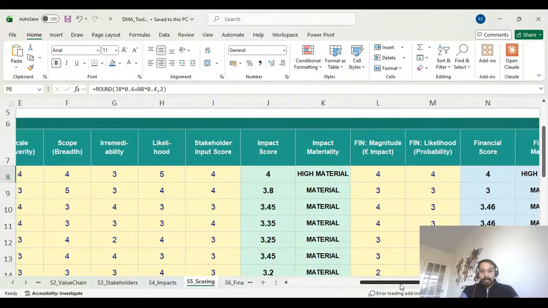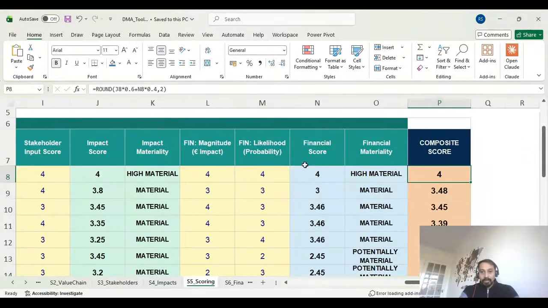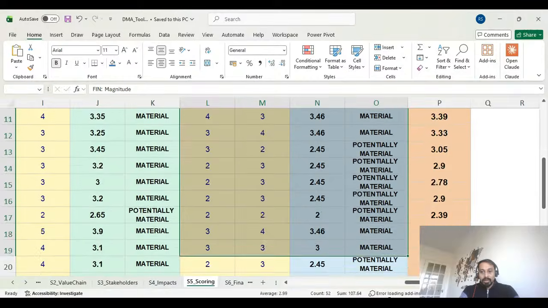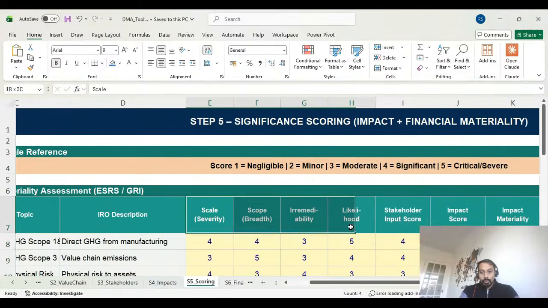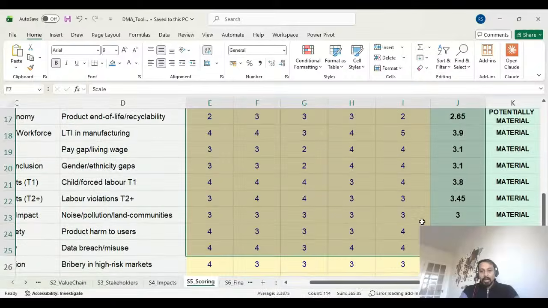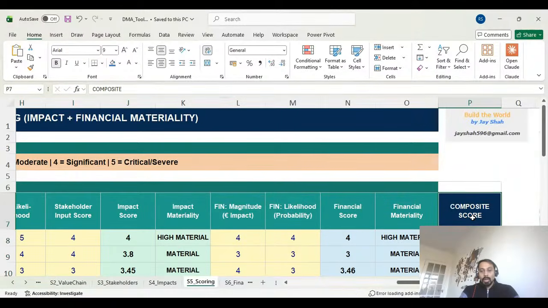So this is the very important part of the scoring for ESRS or GRI or ISSB and IFRS. If you want to do just a financial scoring, you can just do these particular 4 columns. If you have to do an impact materiality, then you have to do this kind of impact-related work. And if you have to do a double materiality assessment, then you have a composite score. You have to understand that whole scenario of the double materiality assessment.